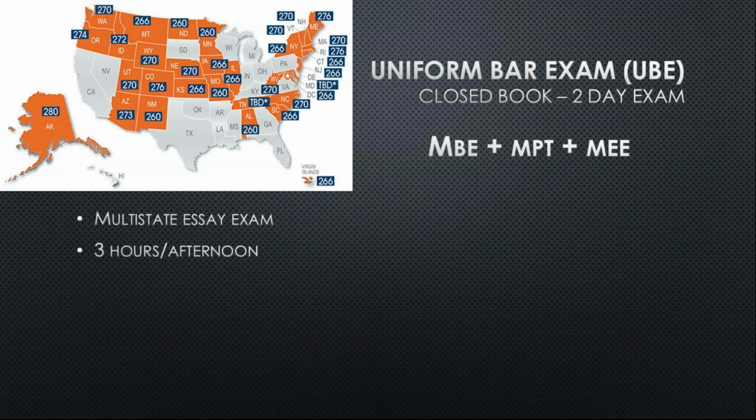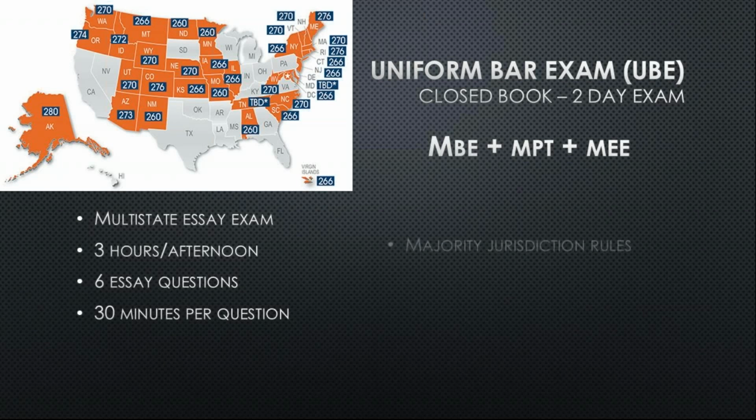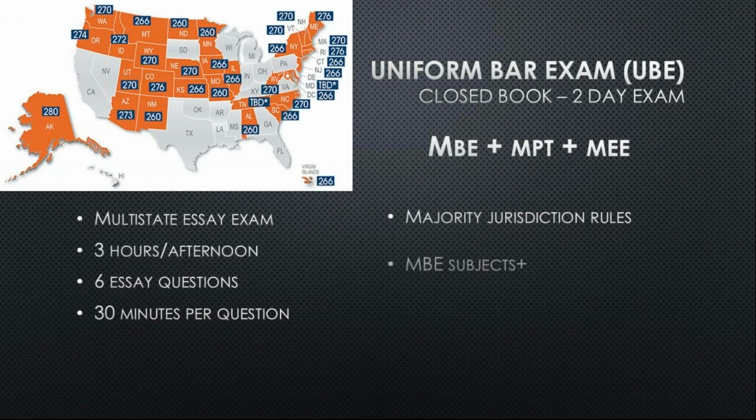The multi-state essay exam is typically given in the afternoon of your local day. It is 3 hours. It includes approximately 6 essay questions, which usually hovers around 30 minutes per question. That is the suggested time limit to complete the essay exam. This exam, because it's the Uniform Bar Exam, the rules that you need to know are for what we call majority jurisdiction. So you don't have to know state-specific rules in order to complete the essays on this exam.